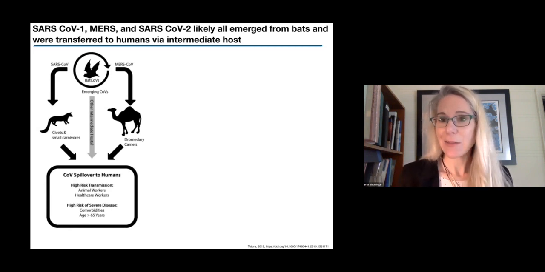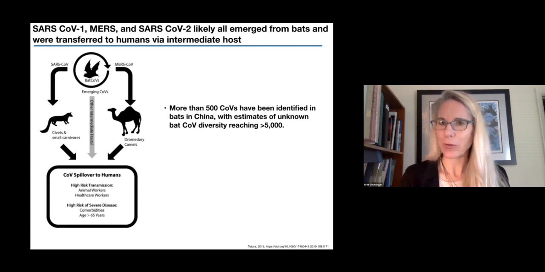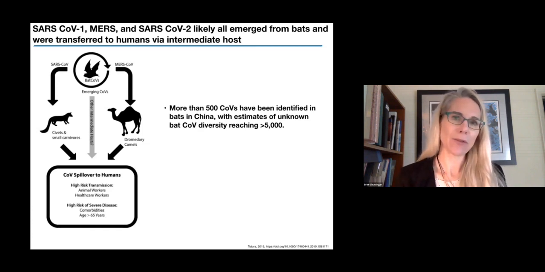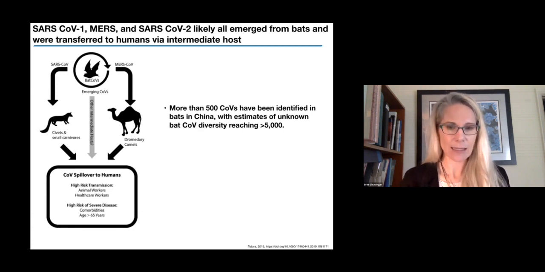With that said, it's important to note that these 7 that I told you about are, of course, not the only coronaviruses that we know of in bats. In fact, more than 500 coronaviruses have been identified in bats in China, and estimates about the total coronavirus diversity in bats reach well into the thousands. So these are probably massively undersampled in bats.